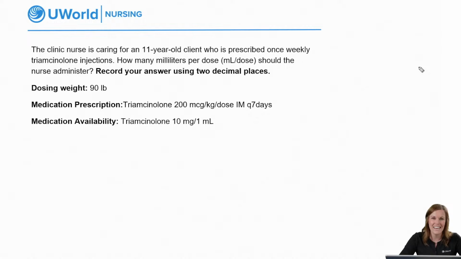I'm going to go ahead and read it, and we'll get going. Okay, so the clinic nurse is caring for an 11-year-old client who is prescribed once weekly triamcinolone injections. How many milliliters per dose should the nurse administer? Record your answer using 2 decimal places.